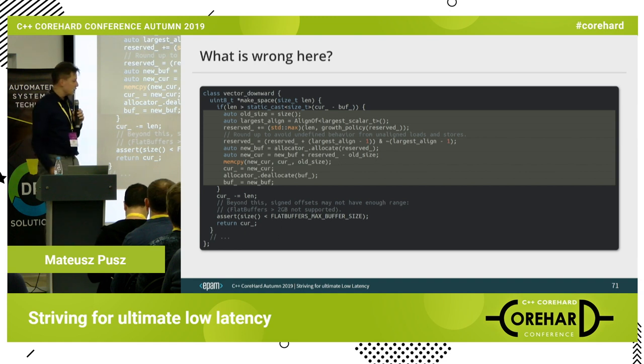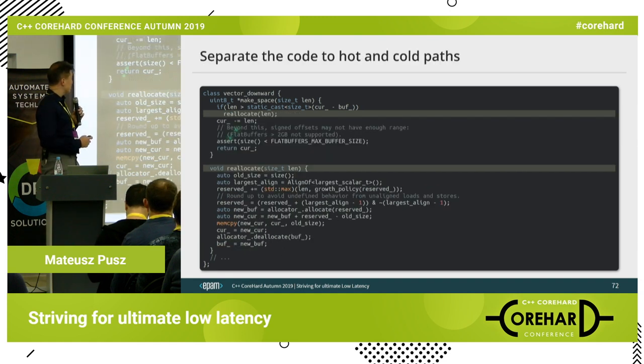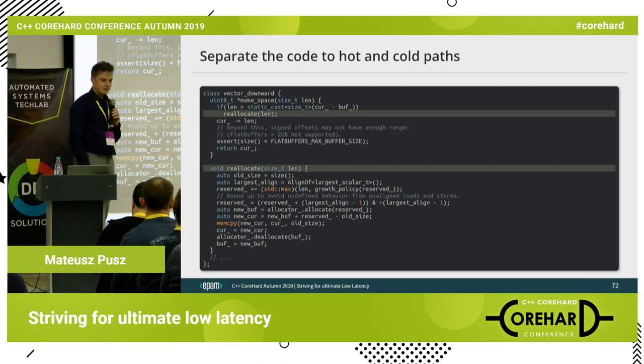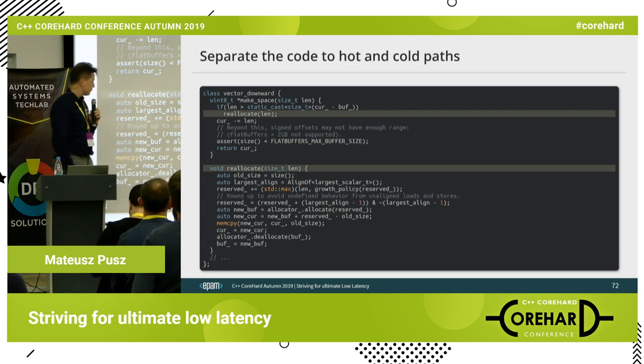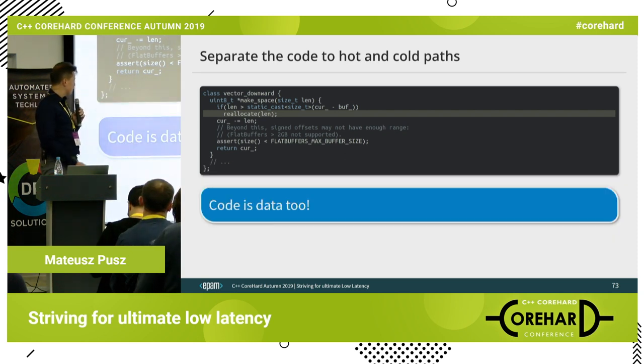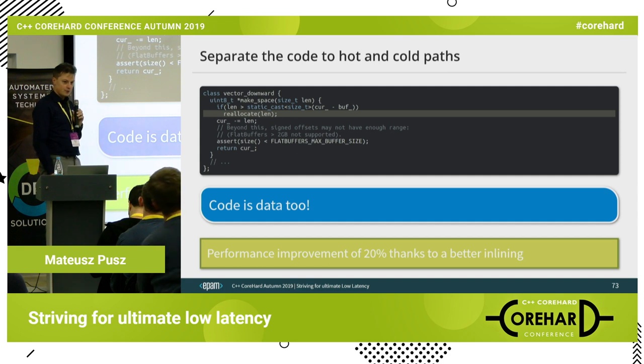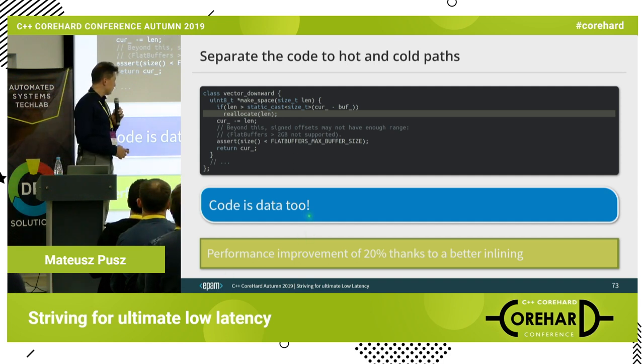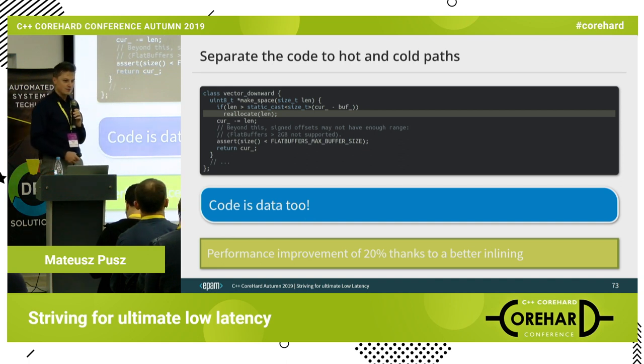So I submitted a pull request that basically did that. I just extracted this functionality to a separate function. And with this, we got a 20% improvement. So code is data too. It's instruction cache, half of it. Half of the L1 cache is instructions. You have to think about it also while designing code for low latency and high performance.